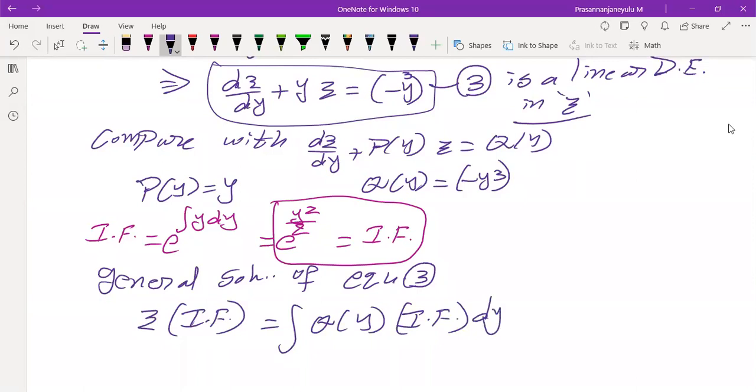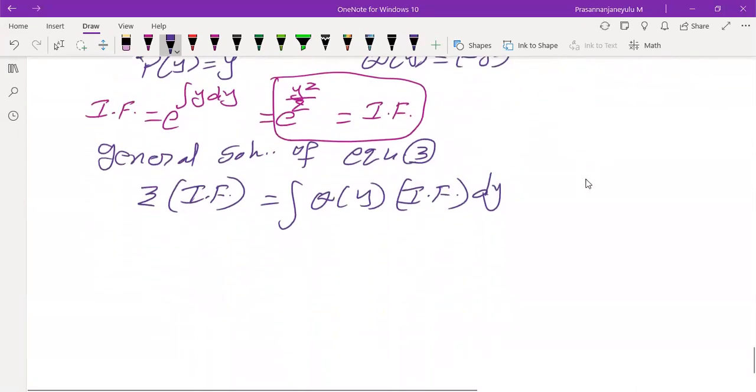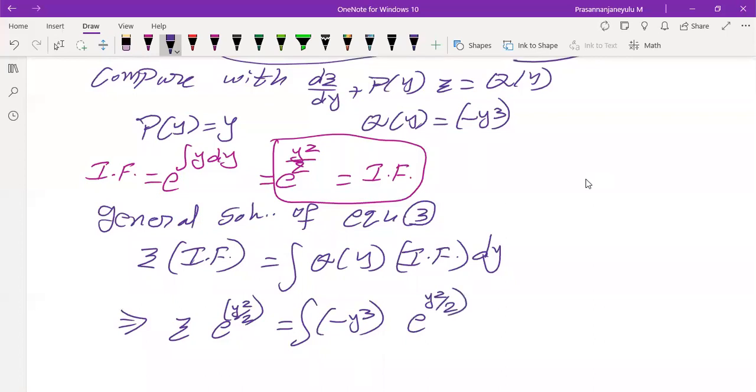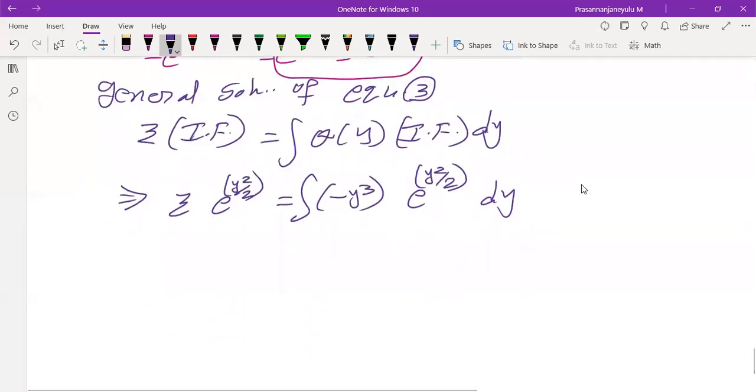So if we go with this, then z into IF, what is IF? Exponential of y square by 2. Inside the exponential, y square by 2, is equal to the integration of minus y cube, which is Q of y, times exponential of y square by 2, which is IF, into dy. Now, how to find the solution of the right hand side part? We have to go for substitution. What we have to substitute? Put y square by 2 is equals to a new variable t.